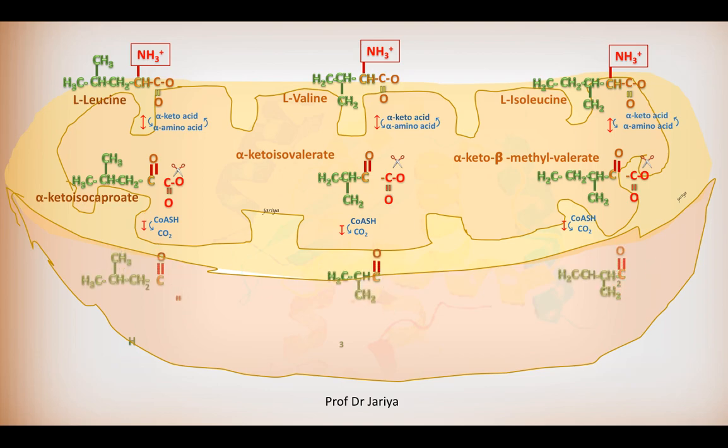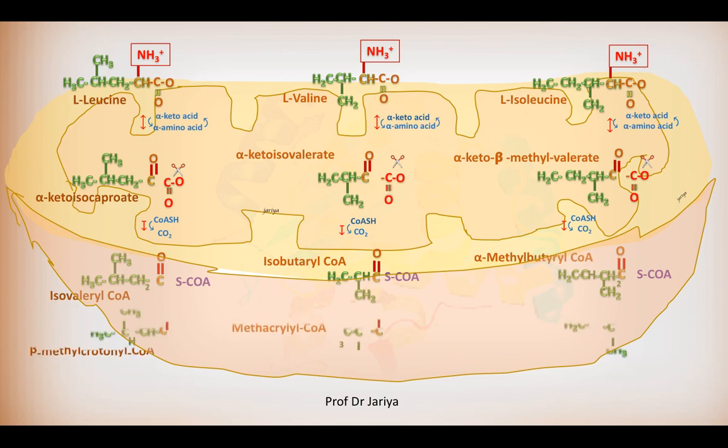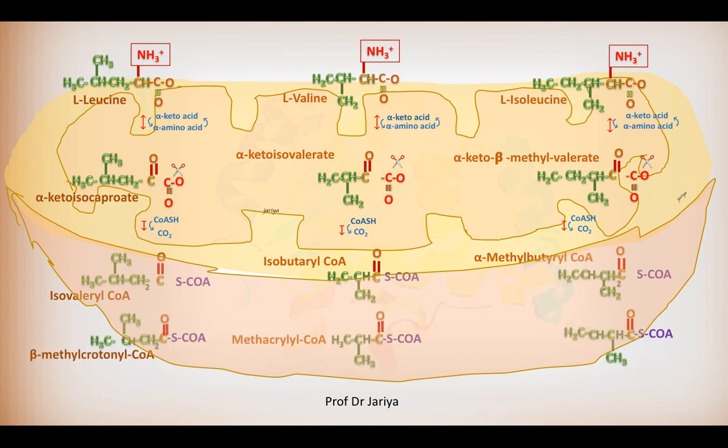As a result, beta methyl crotonyl CoA is formed from leucine, which leads to the formation of beta hydroxy beta methyl glutaryl CoA, which forms acetoacetate and acetyl CoA. Methacrylyl CoA is formed from valine, which undergoes a series of reactions to form succinyl CoA, and tiglyl CoA is formed from isoleucine. It finally converts into acetyl CoA and propionyl CoA.